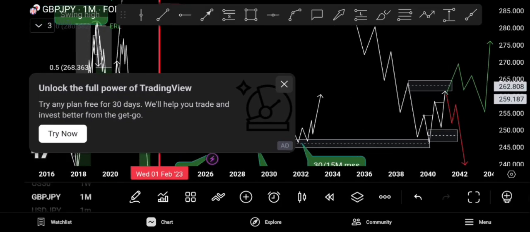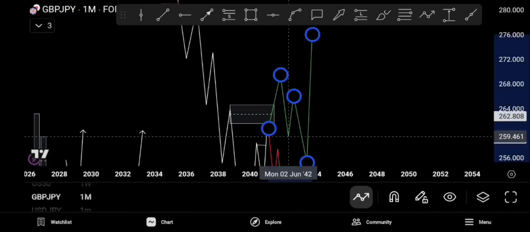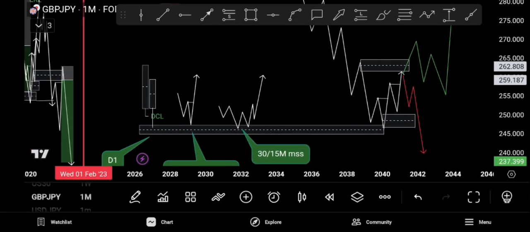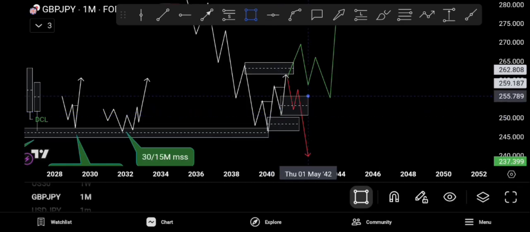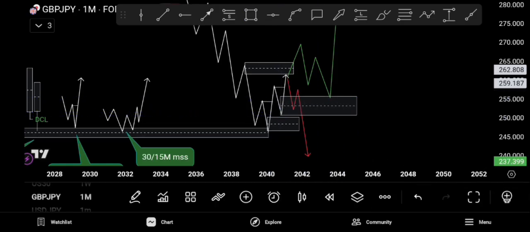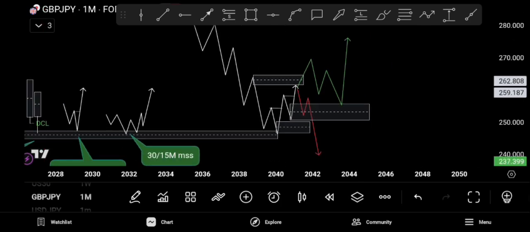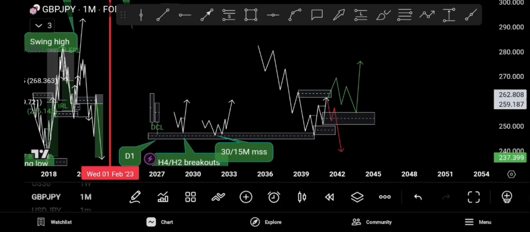Are you getting this? You have to wait for price intent, for price to tell you that okay, I'm ready to buy. When a supply is taken, it is being taken out by a demand. You understand? This is how I catch my trades.